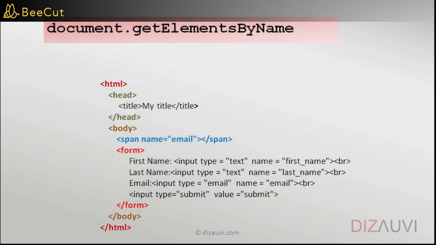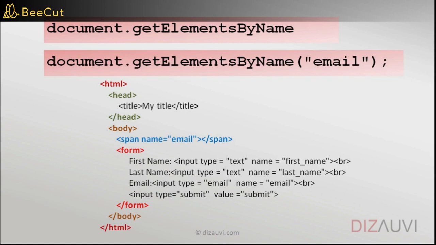HTML elements have a name attribute, which is usually used to identify elements, but unlike the ID attribute, which must be unique within the HTML, multiple HTML elements may have the same value for the name attribute. The DOM API provides a method to get all HTML elements by name. And because there can be multiple elements with the same name, we get an array-like object containing all those elements. And again, we can access these elements using numeric indices.